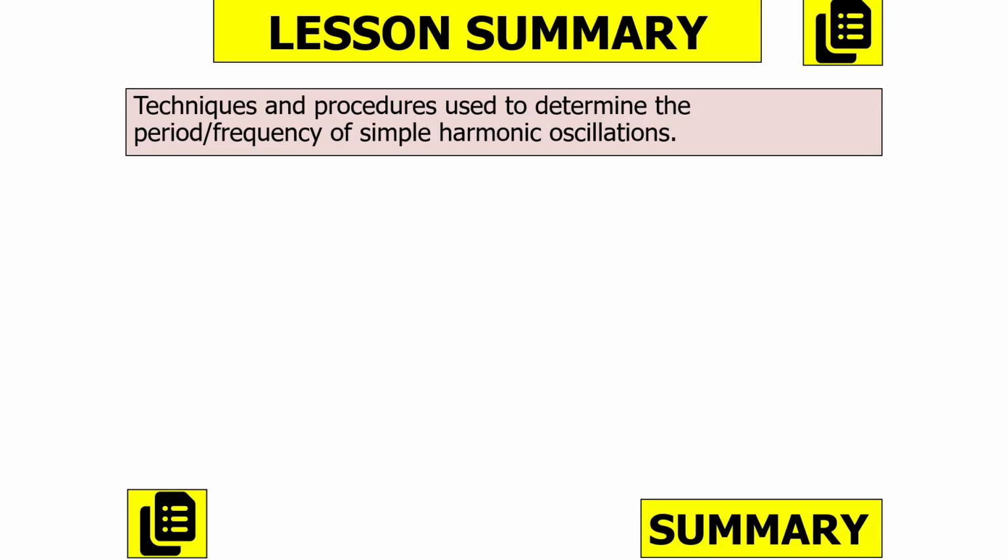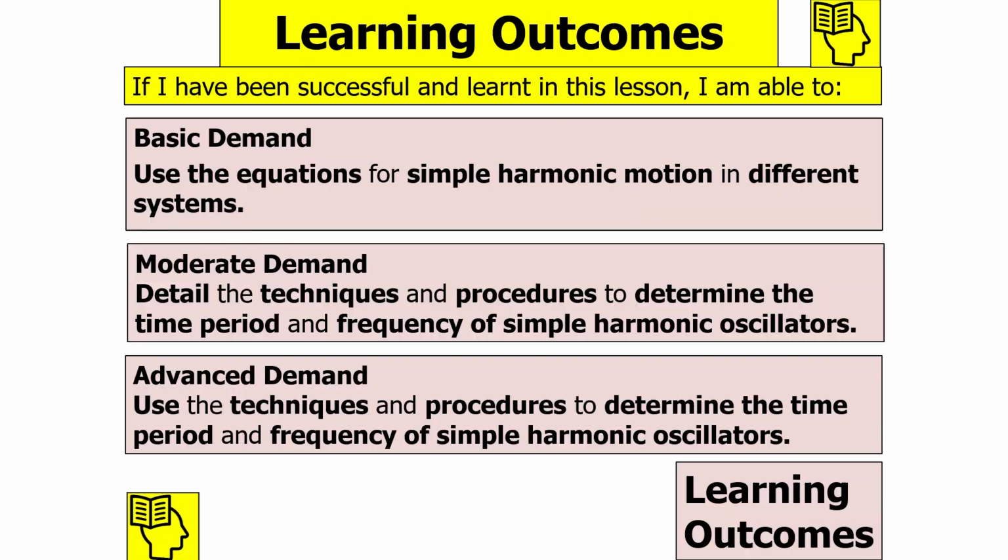So to summarise, we've looked at the techniques and procedures used to determine the period or frequency of simple harmonic oscillations. Now, if we've been successful in today's lesson, we should be able to use equations for simple harmonic motion in different systems, detail the techniques and procedures to determine the time period and frequency of simple harmonic oscillators, and use the techniques and procedures to determine the time period and frequency of simple harmonic oscillators.